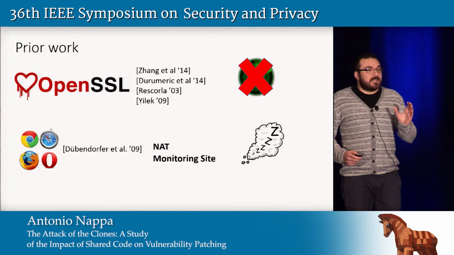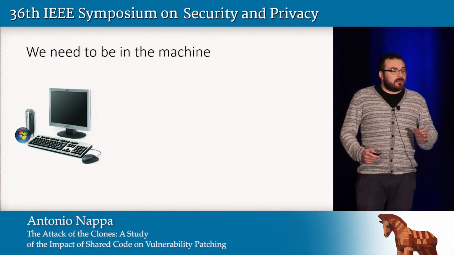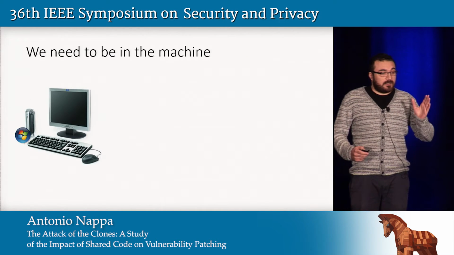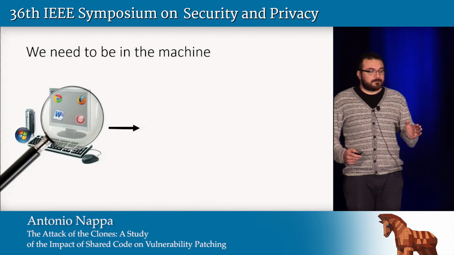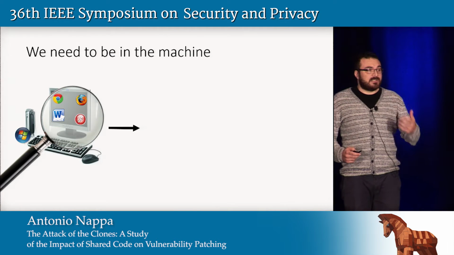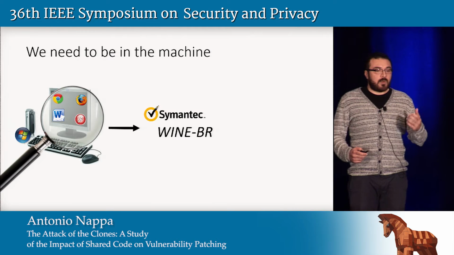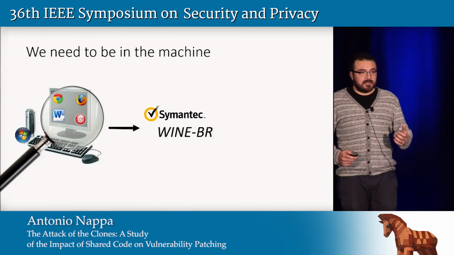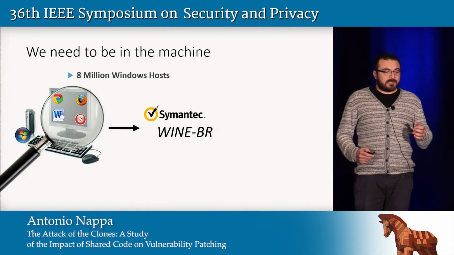So the problem is that in order to study client-side vulnerabilities, you need to be on the machine. And in order to be on the machine, basically, you need something that will help you to understand which applications are installed on the machine. And in our case, we had access to the Symantec WINE binary reputation dataset. And let me explain to you how this dataset basically works.